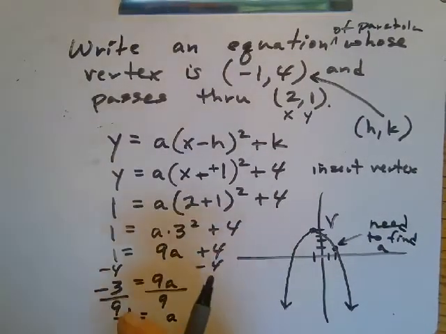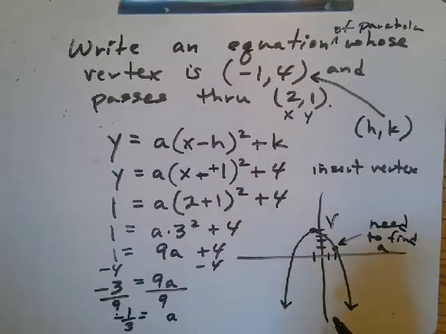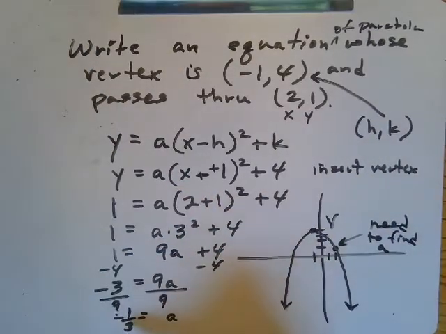Now, that makes sense that it's negative because it's opening down. And negative 1/3 means it's kind of flattened out a little bit, because this number 1/3 is less than 1. So I expect this to be flattened out and opening down. So now I know my equation.